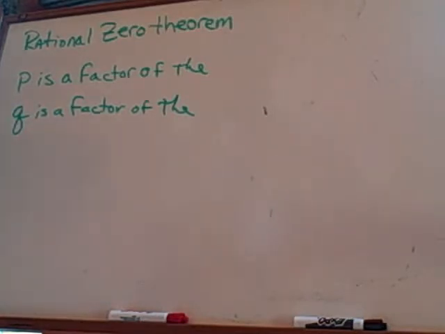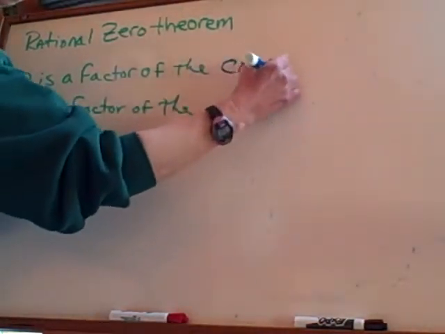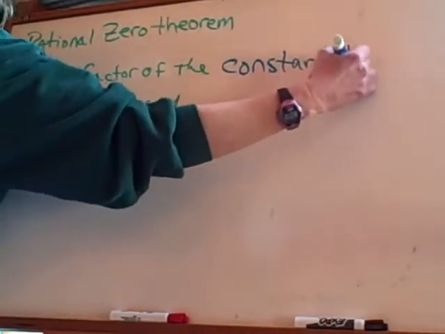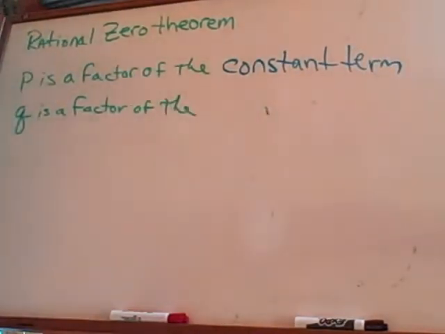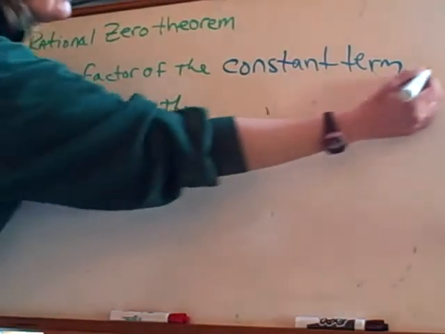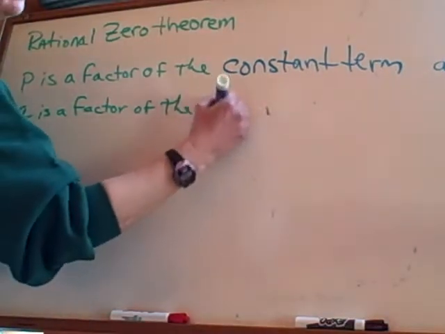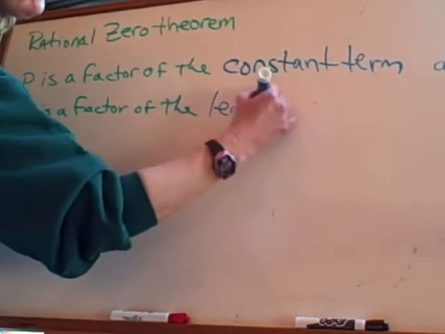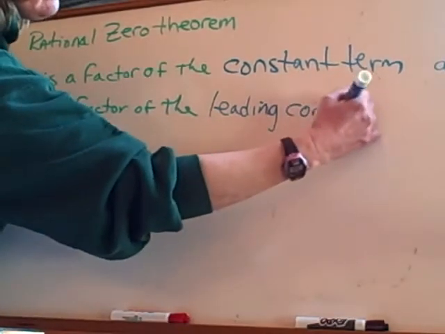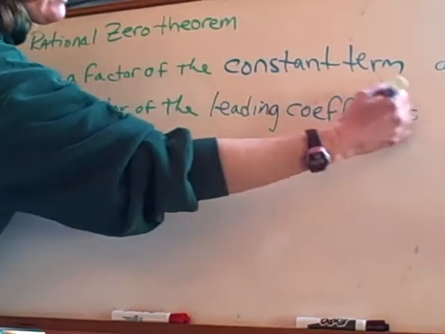have no common factors other than 1, then p is a factor of the constant term, and that's at the very end of that long string of numbers where it says a sub naught. Are you seeing that? On the very end, your constant's the very last number if you put it in order. Okay? And q is the factor of the leading coefficient. And for us, that would be like our a.